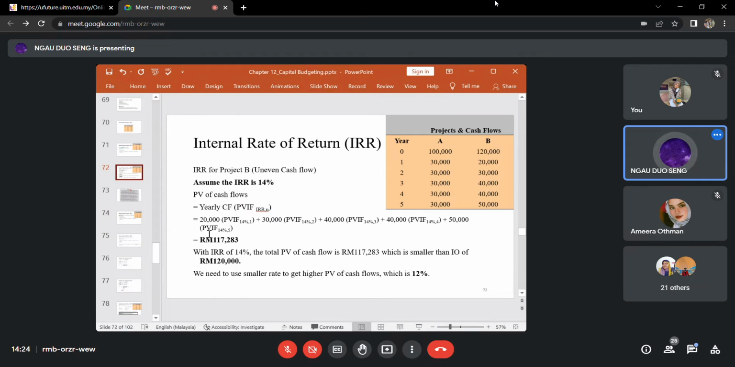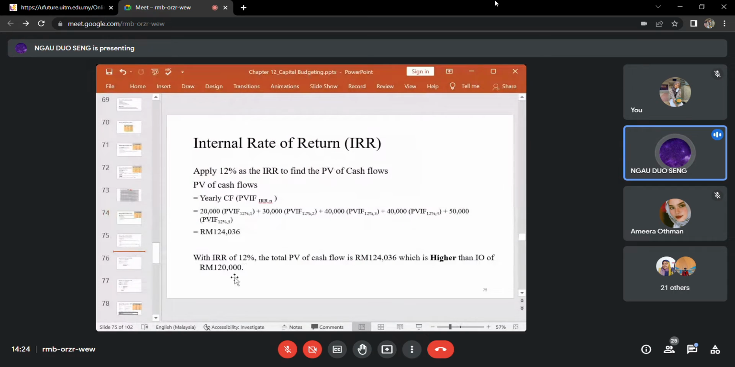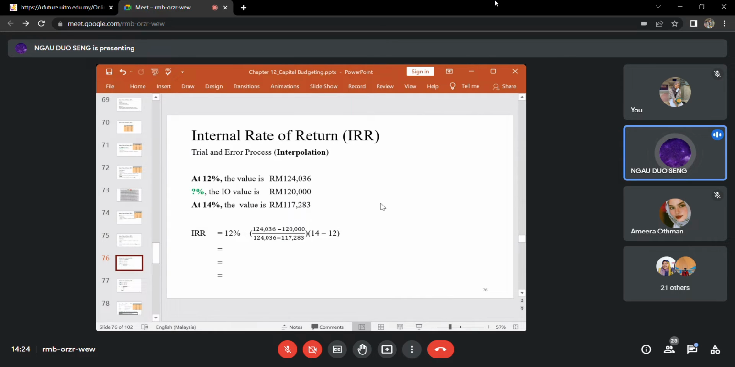So just now, at 14% we get 117, and for 12% we have 124. So the 120 is in between 117 and 124, which is in between 12% and 14%. We did this before. At 12%, the value is 124,000. This is the percentage in between that we want to calculate, which is 120,000.